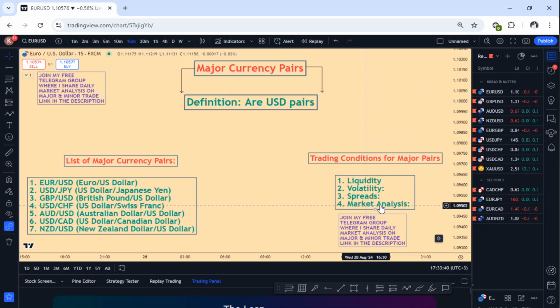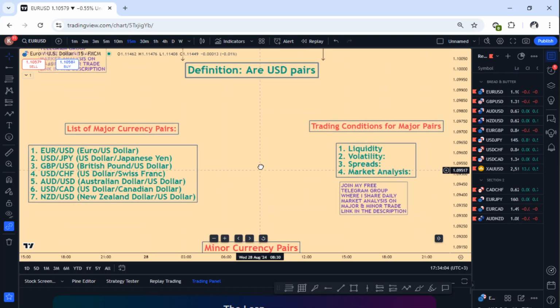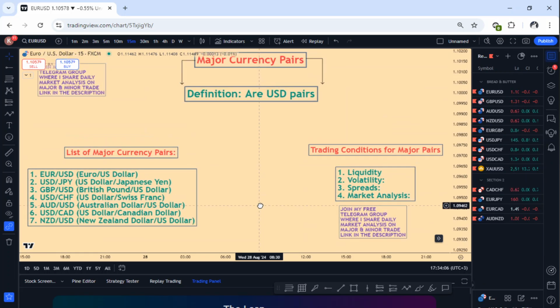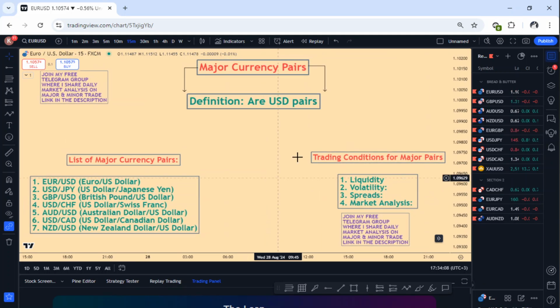Now what about market analysis? These major pairs are often the focus of economic news and analysis, making it easier for traders to find information and make informed decisions. Especially for beginners, you are highly encouraged to operate with major currencies because of how they move swiftly.